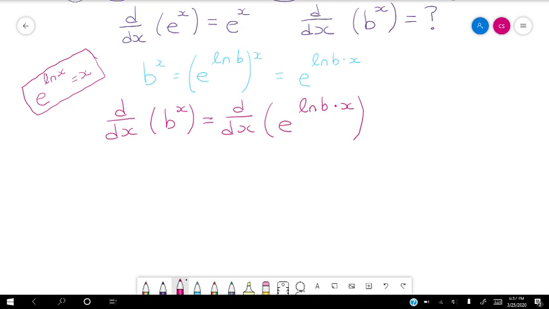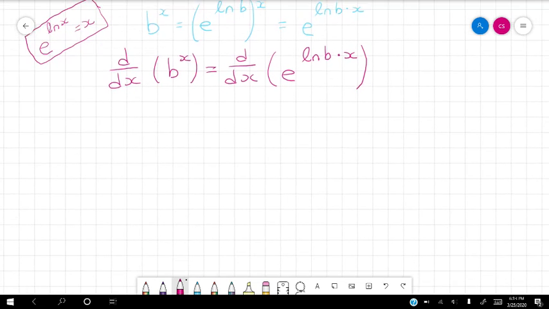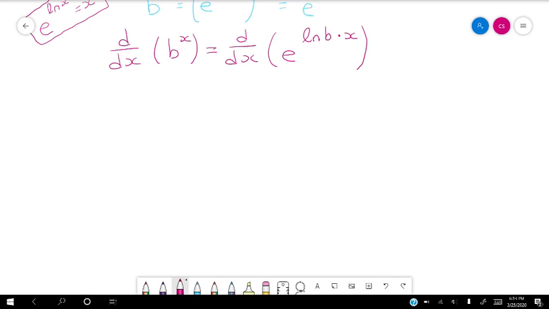So we can figure this out using the chain rule, right? Because natural log of b is just a constant. It'd be like e to the 2x. We know exactly how to find that derivative. It just looks a little bit funky because we have b instead of the number 2. So what our chain rule says is we take the derivative of the outside function first. e to the x, the derivative of that is e to the x. But the inside function stays the same. And then we take the derivative of the inside function.